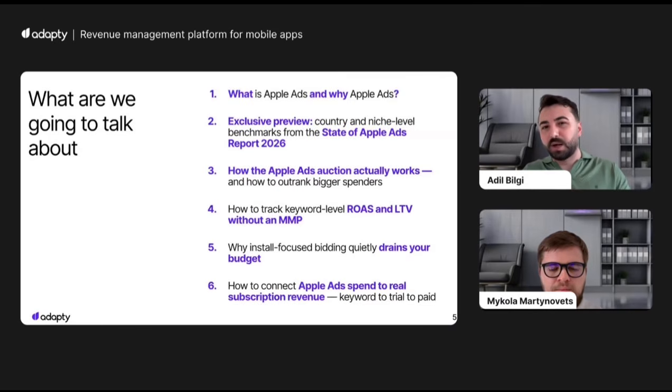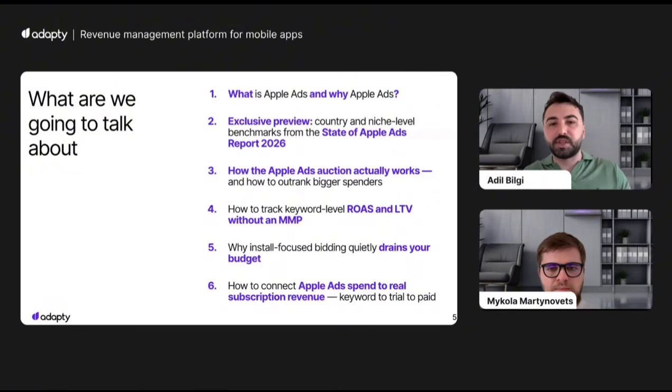I see some question marks in the chat. People were asking whether this session is going to be at an advanced level or a basic level. It will start at a basic level, then move towards the advanced part of it. So we will start with what Apple Ads is and why Apple Ads.